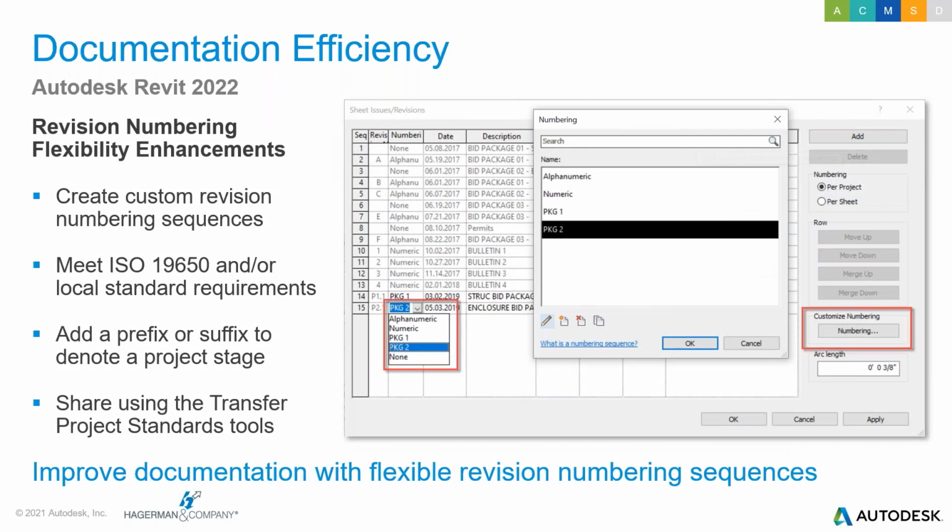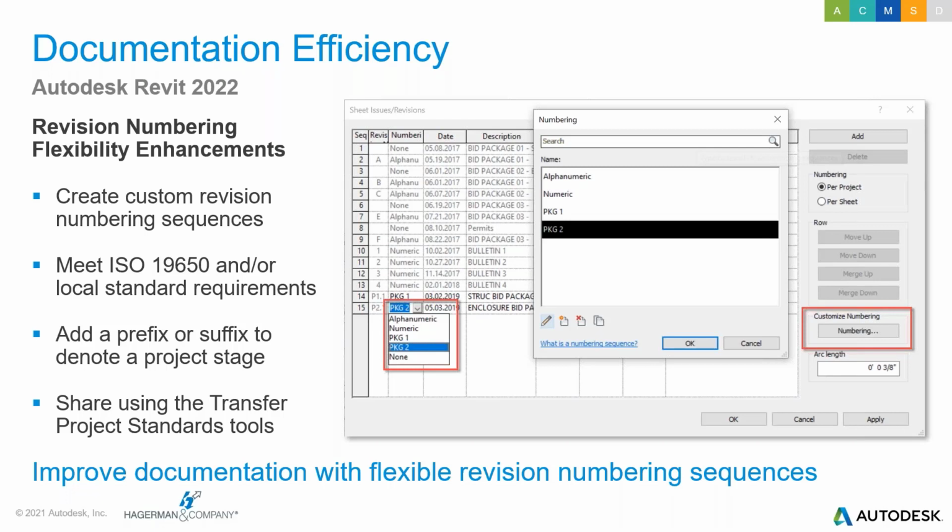You can now create custom revision numbering sequences in your project to support multiple deliverable packages. So, hey, I don't want to gloss over this one because this one's pretty huge. I get a lot of questions from people trying to get the revision schedule to read the way they want. And I think with these new improvements, you'll be able to do it.